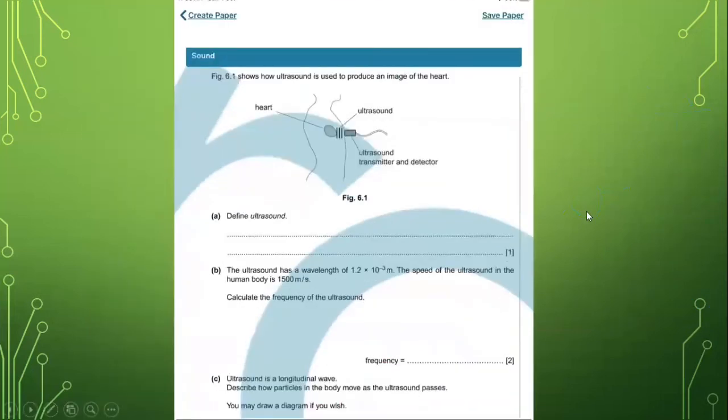Moving on to the next question, it shows how ultrasound is used to produce an image of the heart. You need to observe the diagram clearly. There is a heart labeled, and there is an ultrasound transmitter and detector. And ultrasound is traveling from the surface of the skin to the heart. We need to define ultrasound.